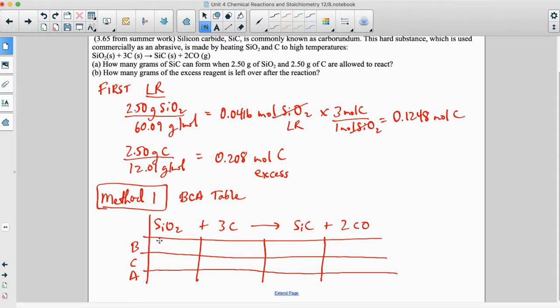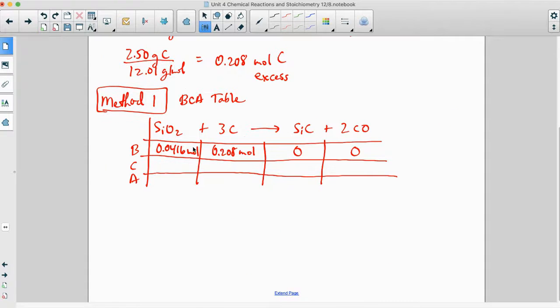So I've got 0.0416 here. I've got 0.208 moles of carbon. I've got 0 of these. And frankly, if looking at the questions, I could probably just ignore this column, but I'll fill it in anyway. All right, my limiting reactant, again, we said that that was the SiO2. So let's subtract that off.